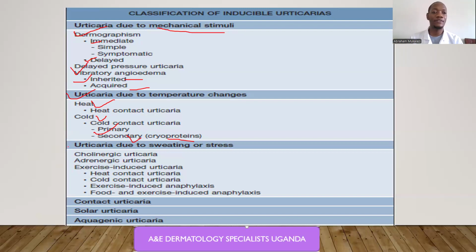Then we can also have urticaria, which is usually due to sweating or even stress. In this case, we can have cholinergic urticaria, adrenergic urticaria, or the exercise-induced urticaria. That can be either due to heat, coldness, exercise, or even food being a trigger sometimes. Then you can also have contact urticaria, solar urticaria due to the sun, and then aquagenic urticaria due to water.